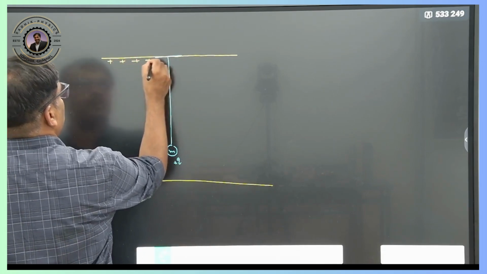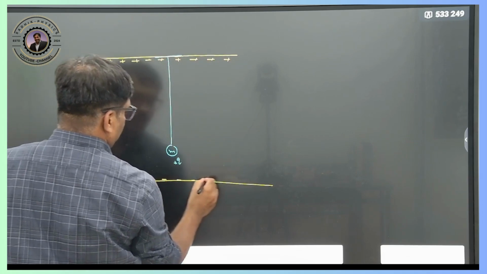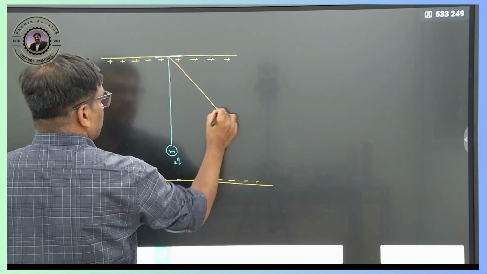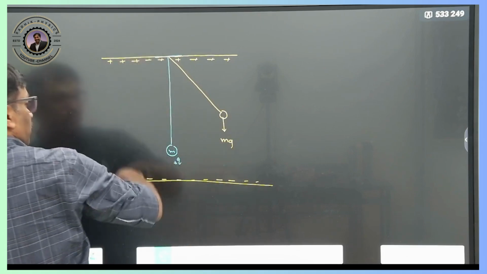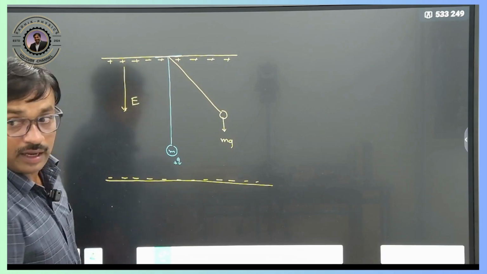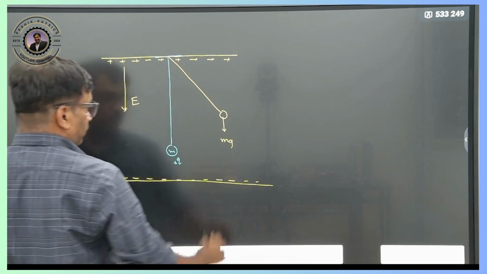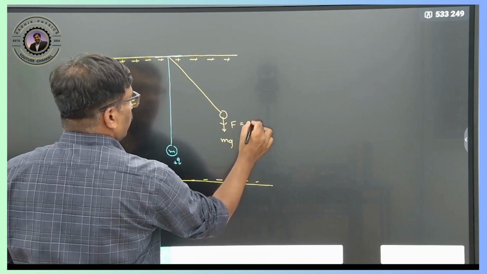Here this side is a positively charged plate, and this side is a negatively charged plate. Now what will happen when the pendulum is taken here? It will have one weight, that is mg. Because of these charges, there will be an electric field, and this pendulum is also charged, positive charge on this side, so it is going to experience a force. What is the force? It is qE.